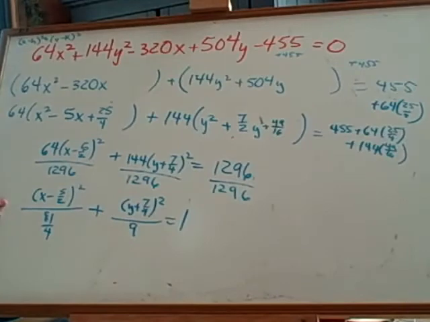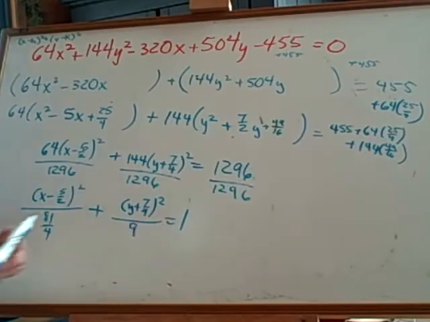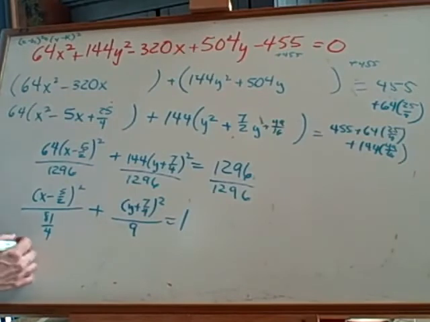So where it says standard equation at the bottom there, this is what you should have in. x minus 5/2 squared over 81/4 plus y plus 7/4 squared all over 9 equals 1. And then it asks you to fill in your center. My center would be 5/2 comma negative 7/4.